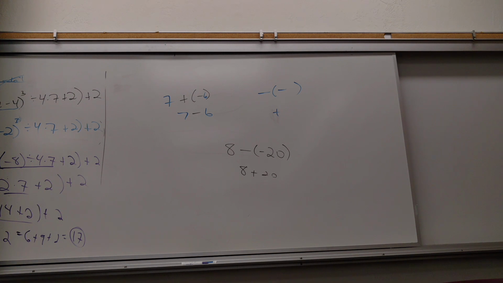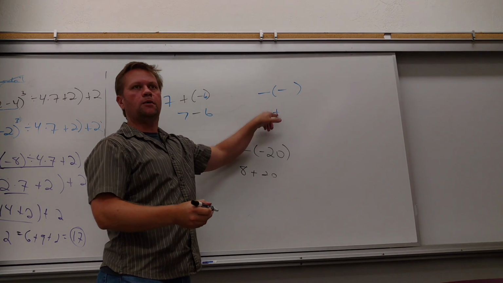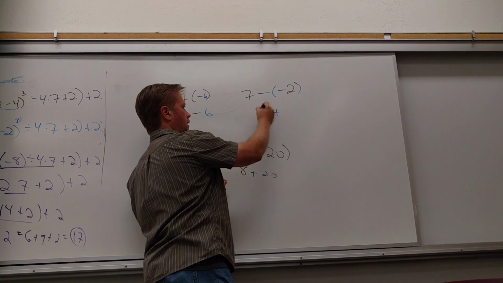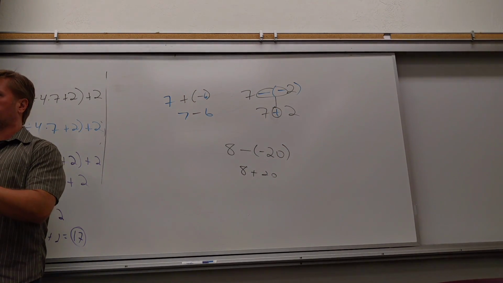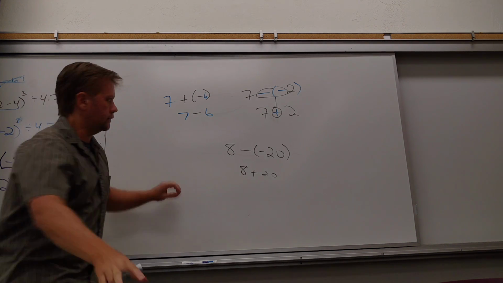Okay, that's a physical way to think about it. But the math is just negative times negative is positive. So if I had 7 minus negative 2, that is 7 plus 2. I mean, we know it's that. But what about multiplication and division? Because it's different, right? Yes.